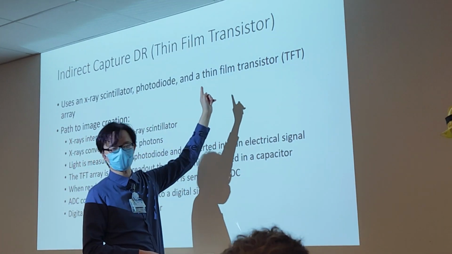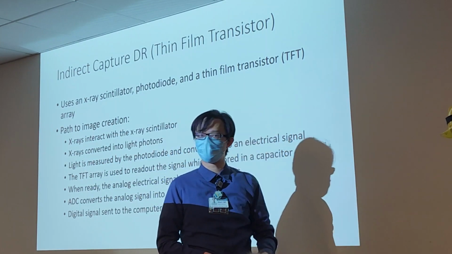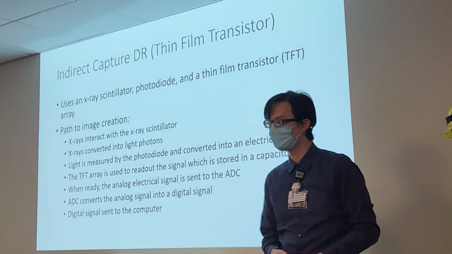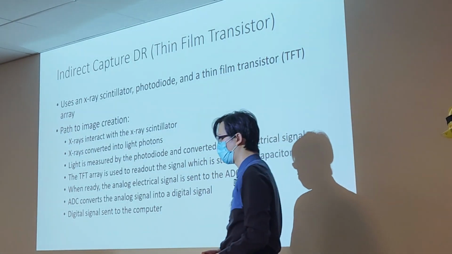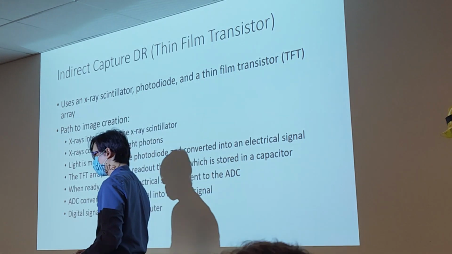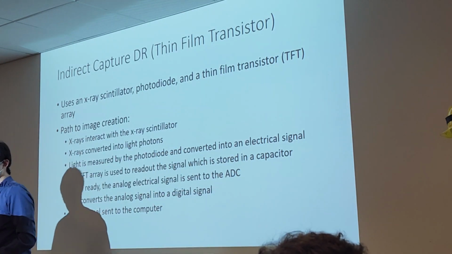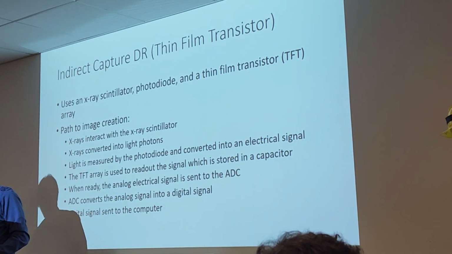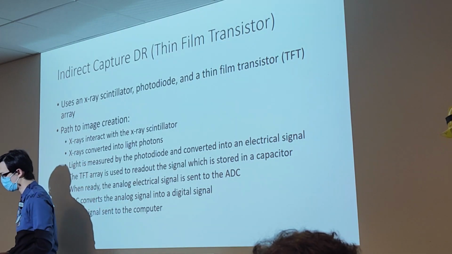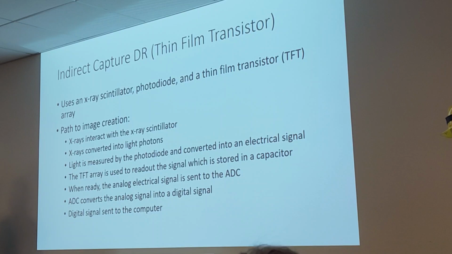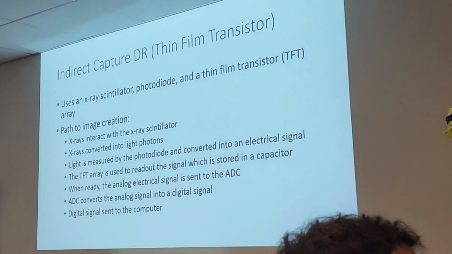However, there is a second category of indirect capture DR, and that is the thin film transistor, TFT. Indirect DR, right? This is indirect digital radiography. So does this mean that there's a method to do it with TFT and there's a method to do it with the other one that we did? CCD/CMOS?